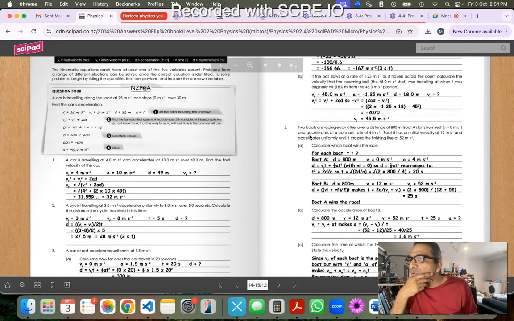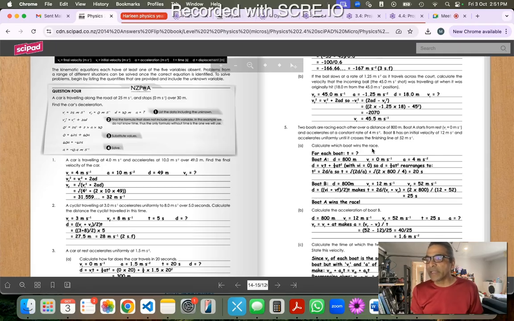Okay. Two boats are racing each other over a distance of 800 meter. Boat A starts from rest and accelerates at a constant rate of 4 meter per second square. Boat B has an initial velocity of 12 meter per second and accelerates uniformly until it crosses the finishing line at 52 meter per second. Calculate which boat wins the race.